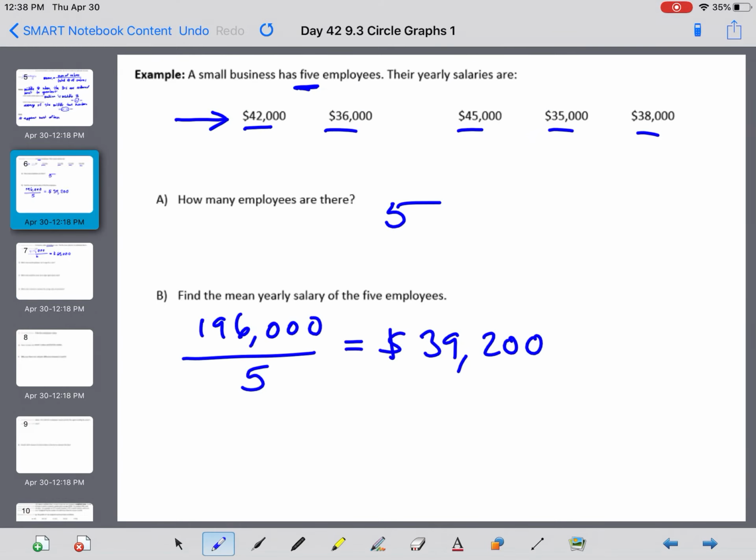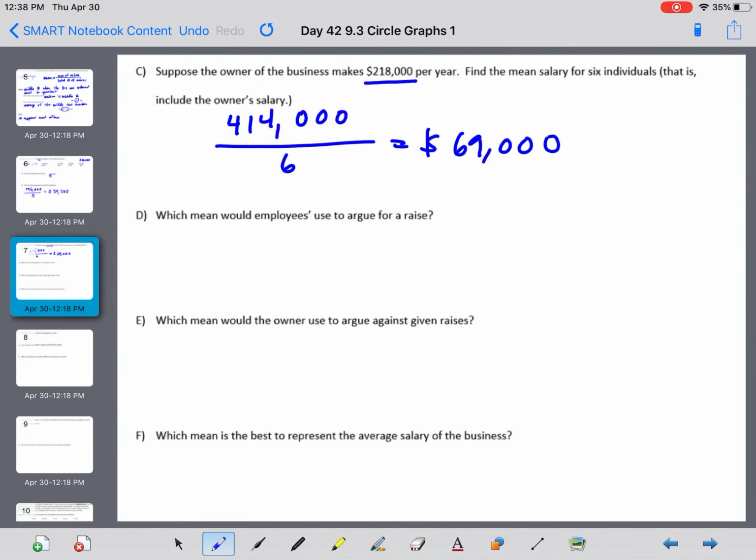If I'm looking at that and comparing it to the original data values right here, I guess we can add our 218,000 in. Okay, 69,000 now really seems out of line because the majority of the workers are making a lot closer to about $40,000 or so. And then this outlier, this owner salary of 218,000, is definitely skewing our average right here. So my next question, which mean would employees use to argue for a raise?